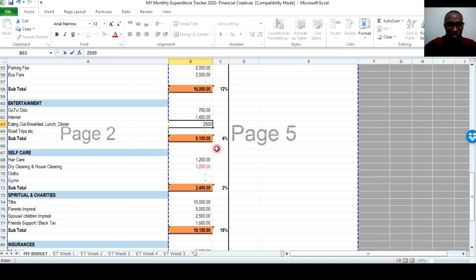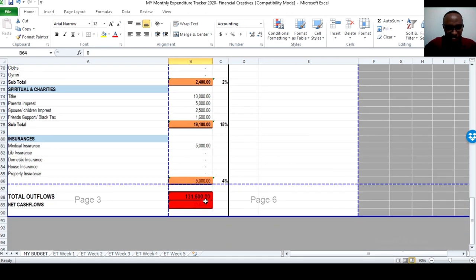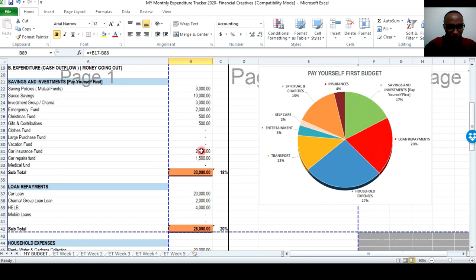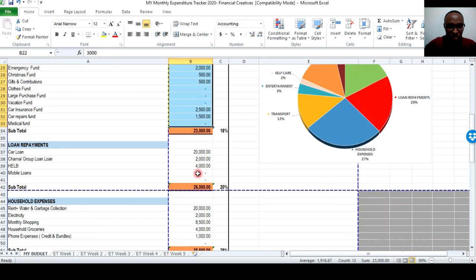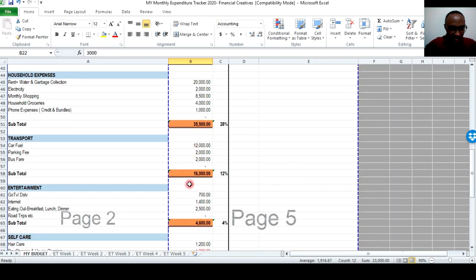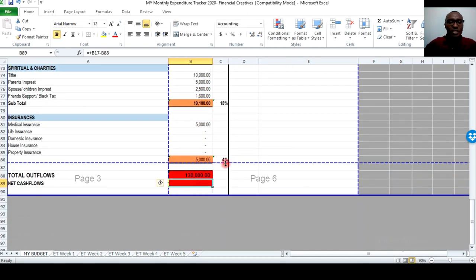Let's see. Eating out, give it 2,500. So we are at 2,600. Let's see, where else can we really take this? So generally, I don't want us to mess with this because you need to be saving, and you better reduce other expenses rather than touching your savings and investment. So here we can also reduce the parking fee to 1,200, and also bus fare, this is a bit much. So now we have 1,000 to go.